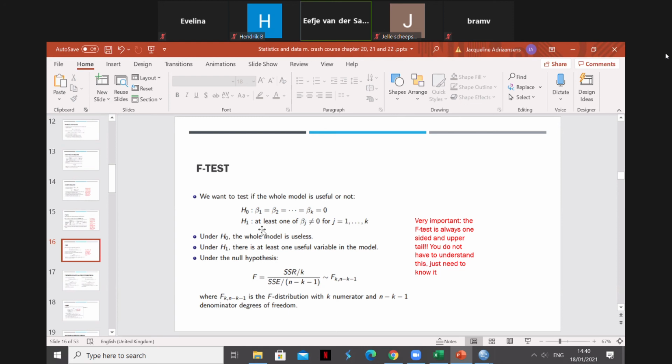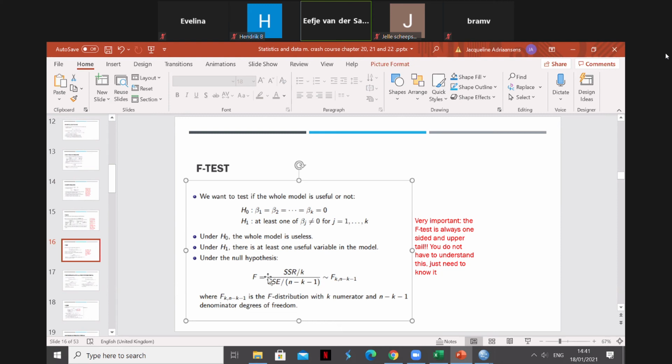What is our F statistic? Remember we had our T statistic. Our F statistic is a bit different. And again, you really, really, really need to know this formula. So what's the formula? It's your SSR divided by K, divided by SSE divided by N minus K minus 1. And of course your F with its degrees of freedom.